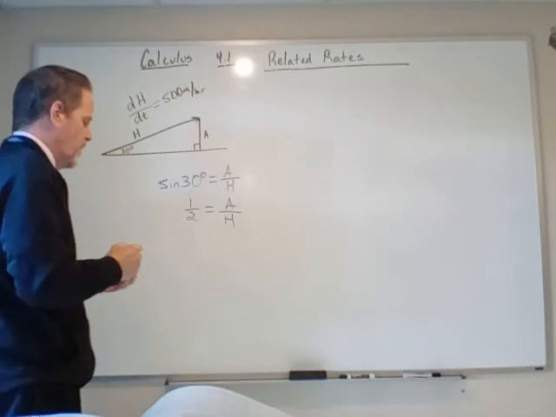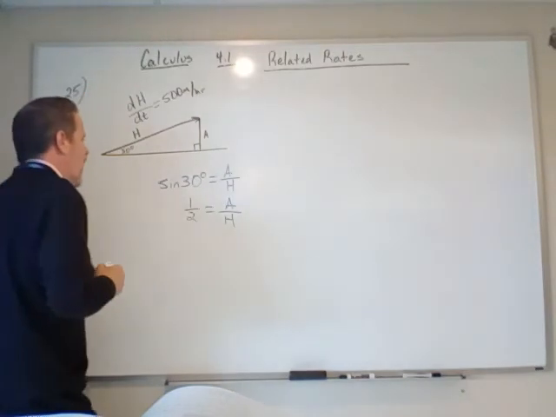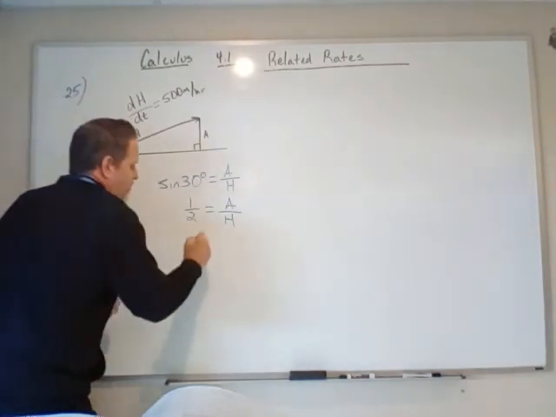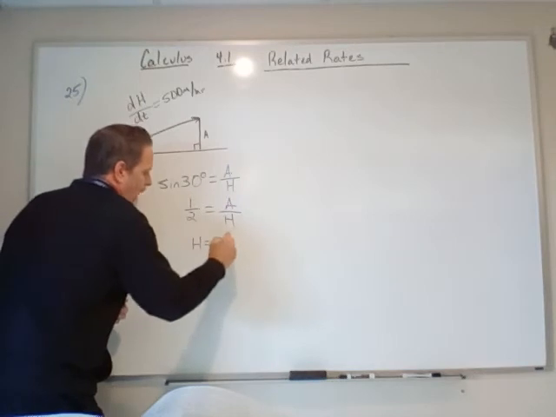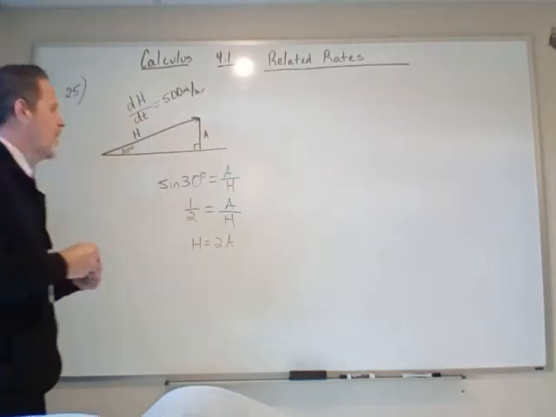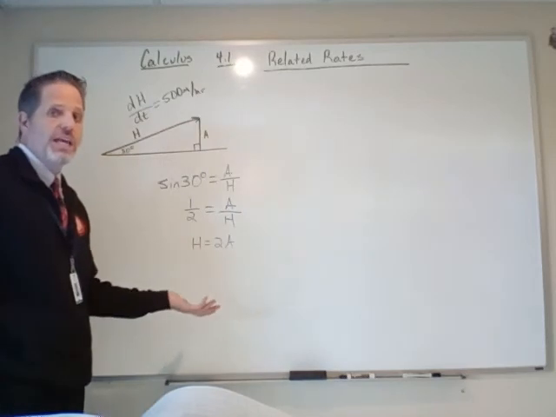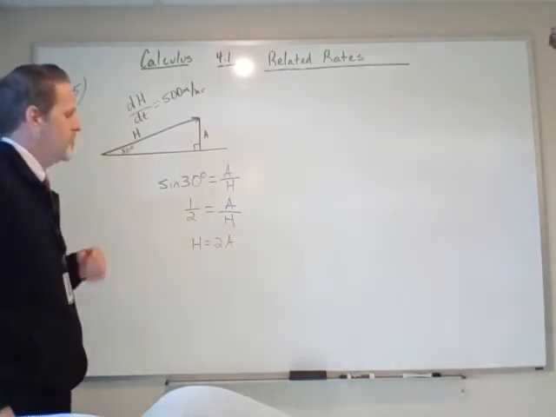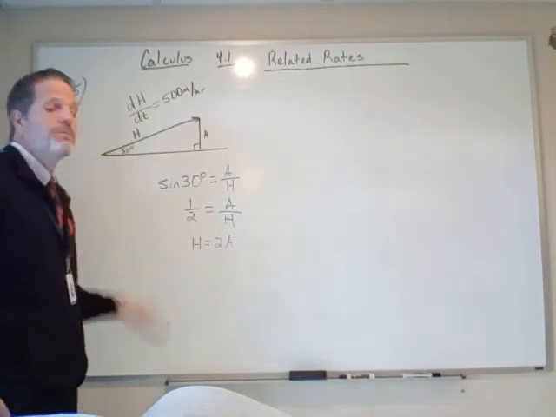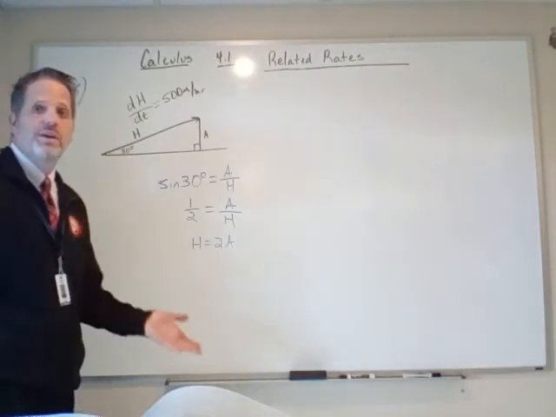Okay, from here we can use our means and extremes property and know that h is equal to 2a. So I do have an equation now relating h and a here. And again, it's one of our special triangles. But again, the problem's about related rates, so we need derivatives here.